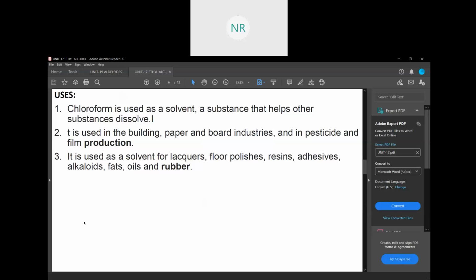It is used as a solvent for lacquers, floor polishes, resins, adhesives, alkaloids, fats, oils, etc. So these are the industries and places where chloroform is used. Do not write that chloroform is used as an anesthetic agent. That is very wrong. Chloroform is nowadays considered very poisonous and is not used as an anesthetic agent.